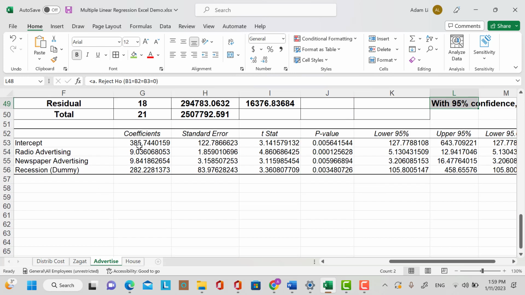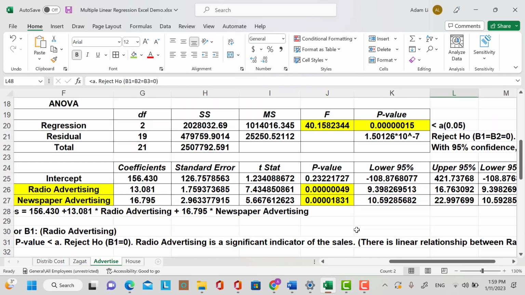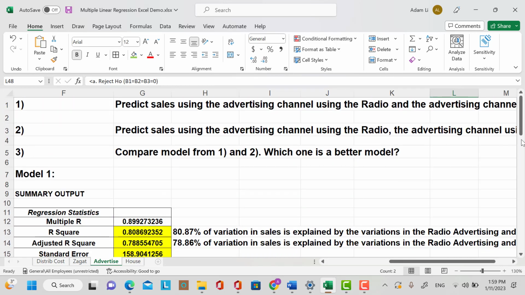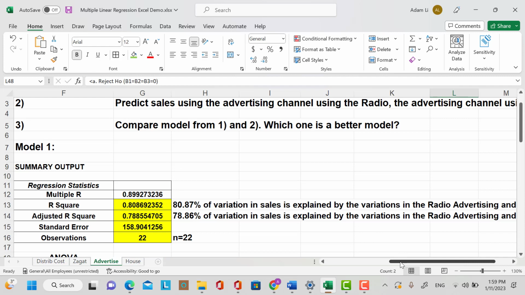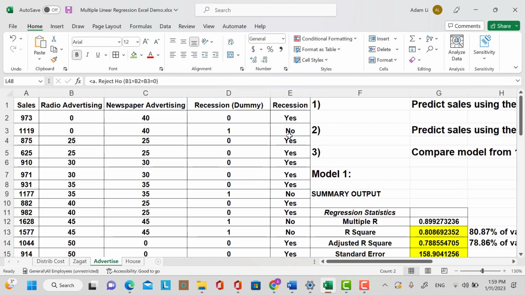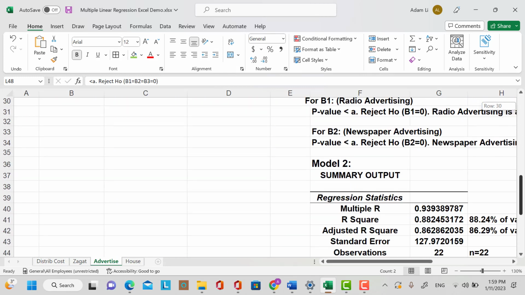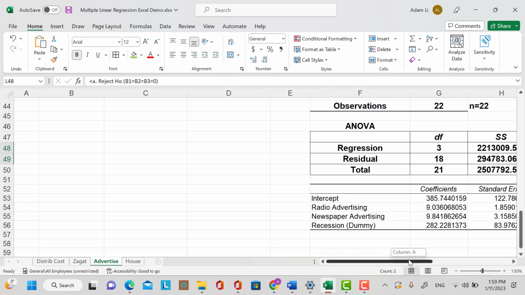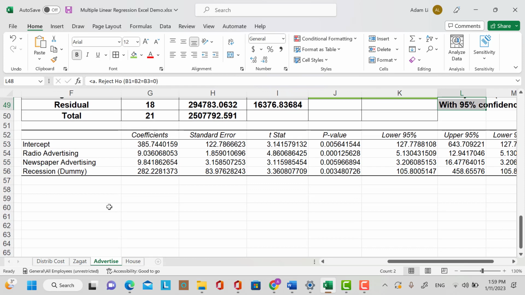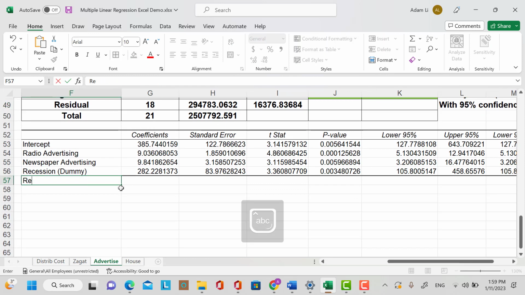Now, once again, we're going to look at this. No recession is indicated as 1, and recession is 0. So I'll do this. This is the regression model here. First one, let me just.